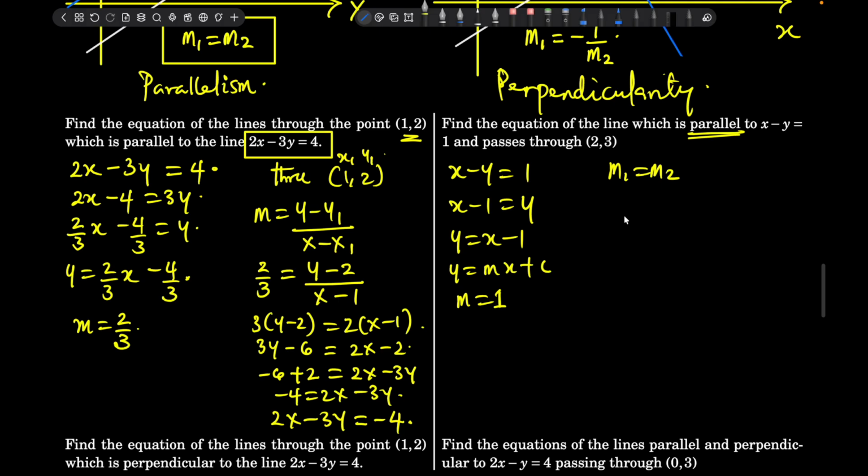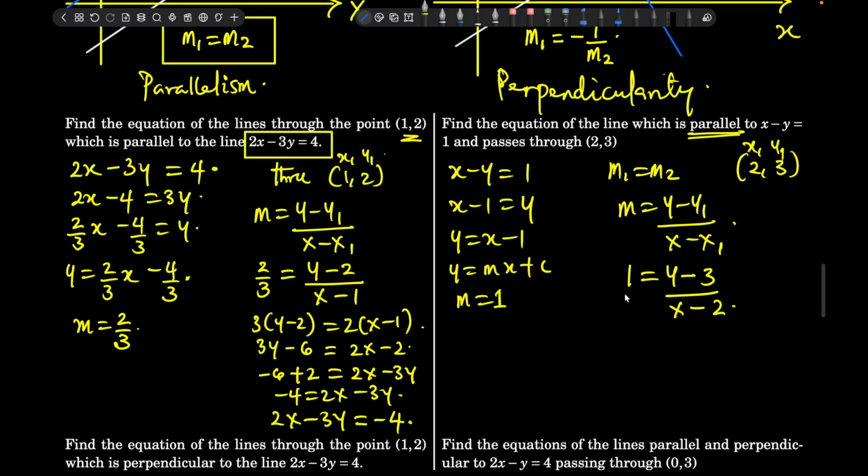So which means that you have your m equals y minus y1 over x minus x1. What is m? 1 equals y minus y1. Don't forget that it is through 2, 3. So this is x1, y1. What is y1? 3. x minus, what is x1? 2. Cross multiply, this is over 1. y minus 3 is equal to x minus 2. It's done. y is equal to x minus 2 plus 3. So y equals x plus 1.